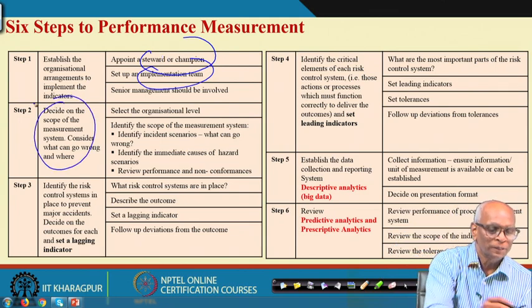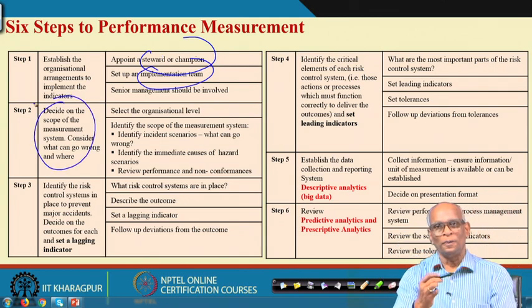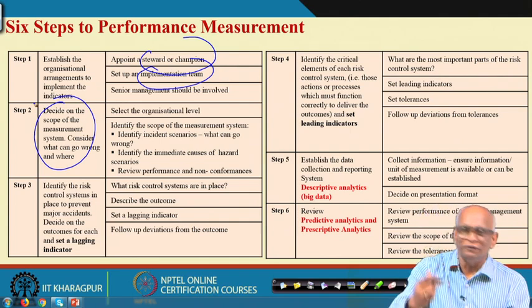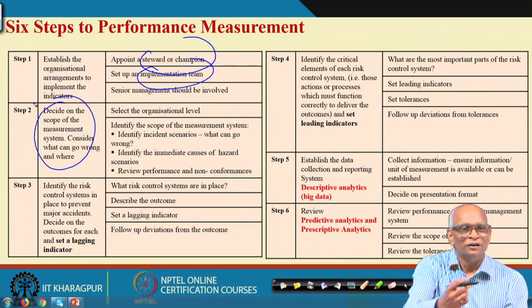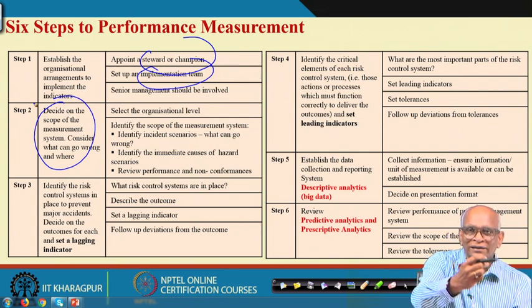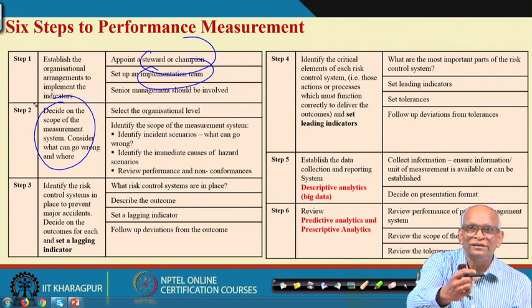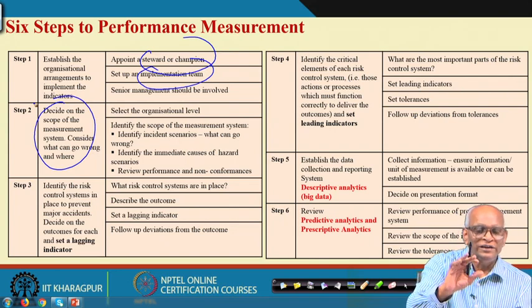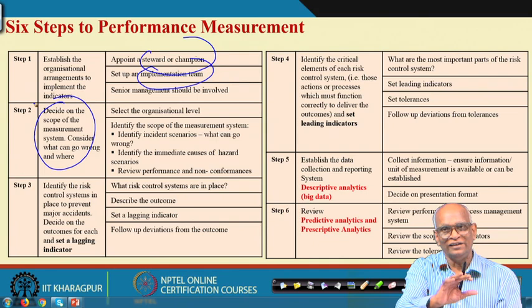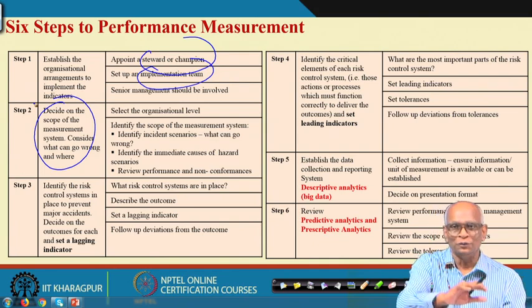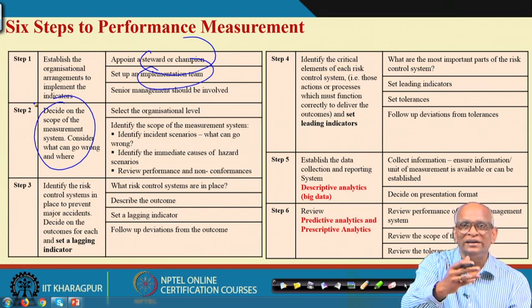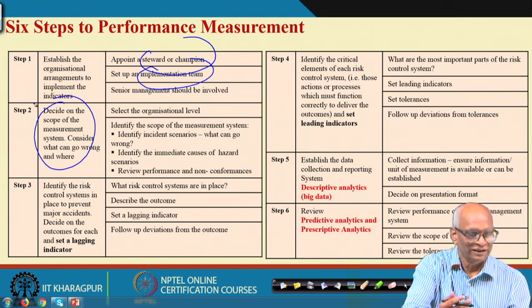The second step is scope. What is it that you want to do? You need not have leading and lagging indicators for everything. If the hazard risk is already at ALARP level, you need not measure those things. So, you will define the scope at the organization level. What is it that we are going to do? Because every data collection costs money.